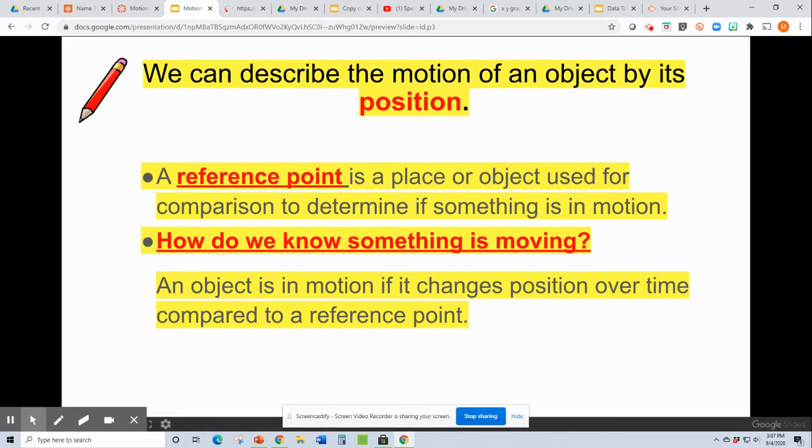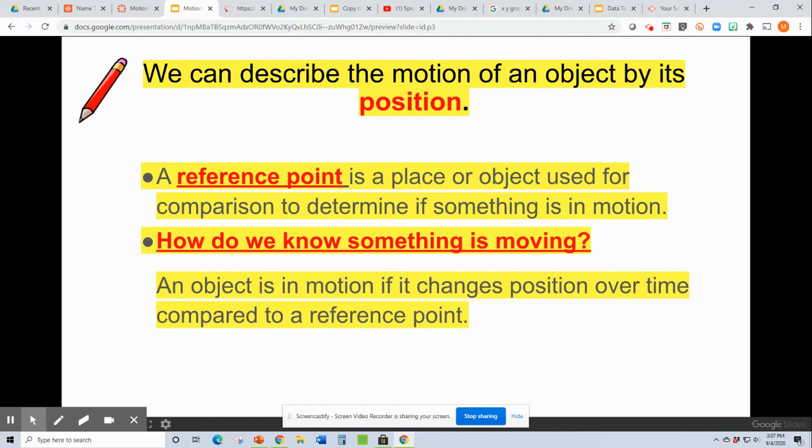So this is what you would want to write down. We can describe the motion of an object by its position. And we use something called a reference point in order to figure out if something is moving. A reference point is a place or object used for comparison to determine if something is in motion.